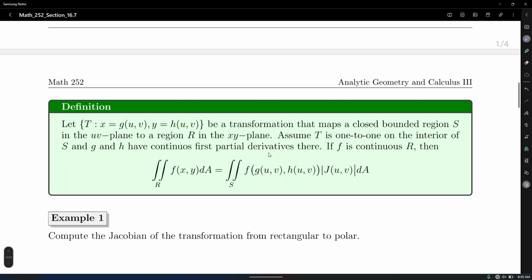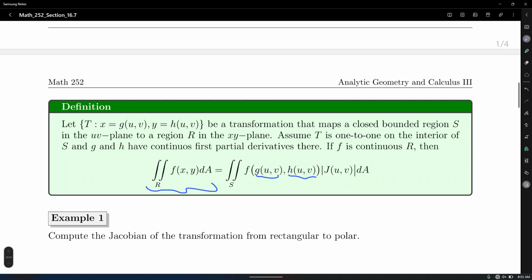Okay, so for the double integral case, we want to evaluate this double integral. But rather than doing a u substitution one variable at a time, we're going to do a double substitution, a uv substitution. That means every instance of x is going to be a function of u and v, and every instance of y is going to be another function of u and v.